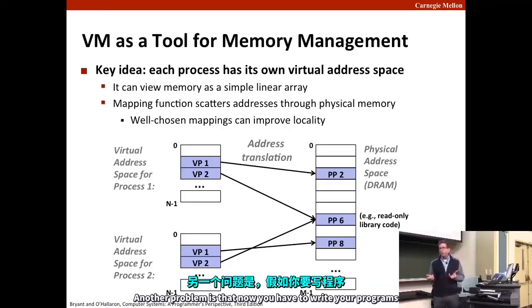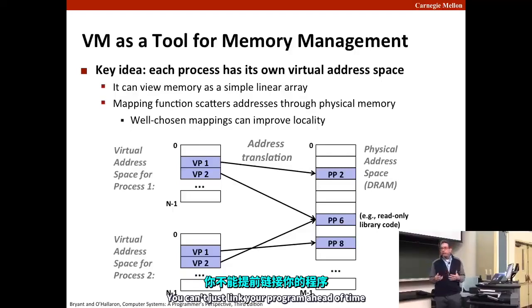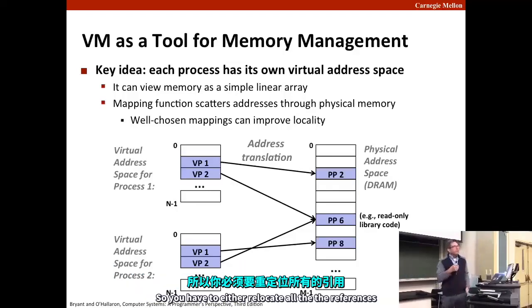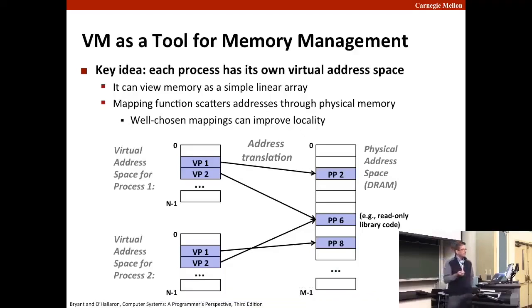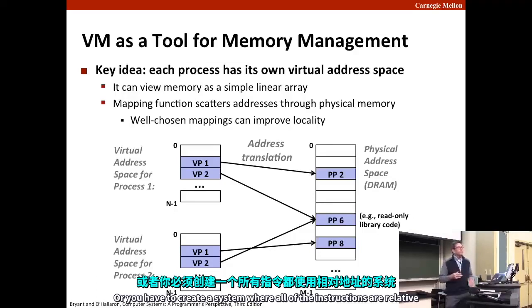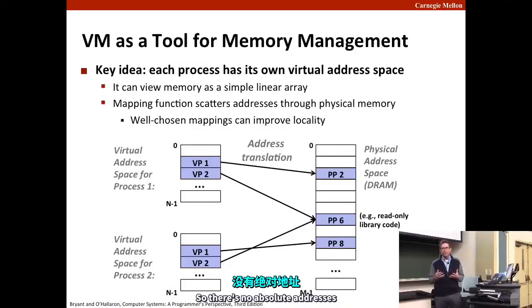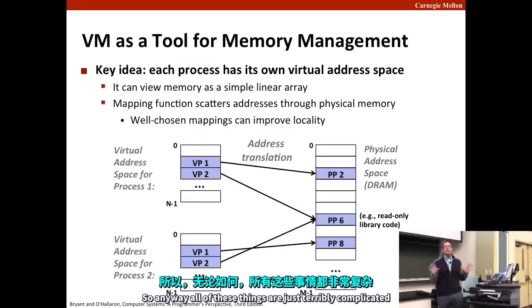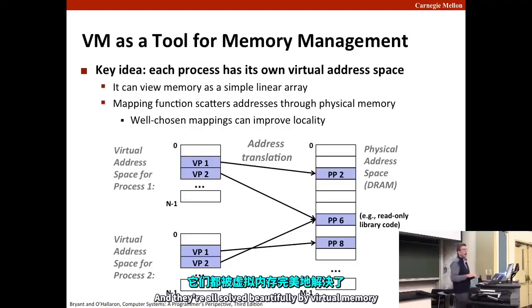Another problem is that now you have to write your programs. You can't just link your program ahead of time because it has to be relocated when it's loaded, right? Because you don't know where in memory a process is going to go. It's going to get some chunk. So you have to either relocate all the references to global symbols when it's actually loaded, or you have to create a system where all of the instructions are relative, so there are no absolute addresses. All addresses are relative to, say, the start of the program. So anyway, all of these things are terribly complicated, and they're all solved beautifully by virtual memory.